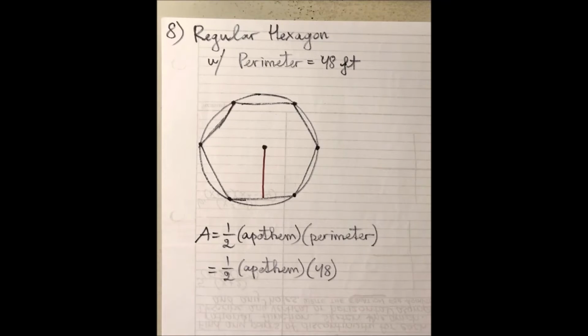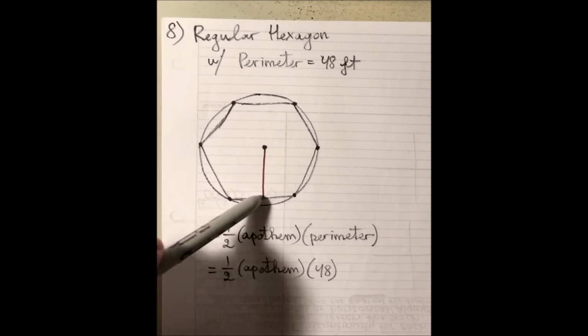Here, example 8 of finding the area of a regular polygon. In this case, we are given another regular hexagon, but we are given the perimeter along with it now, which is 48 feet. This is a regular hexagon, so that means all sides are going to be the same.